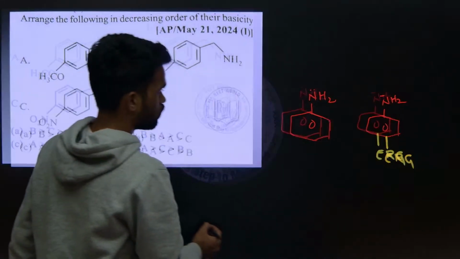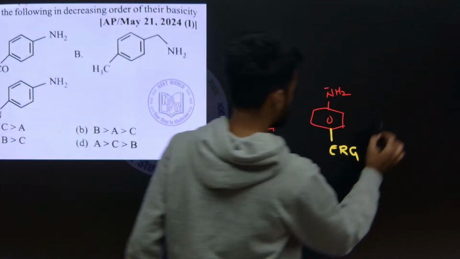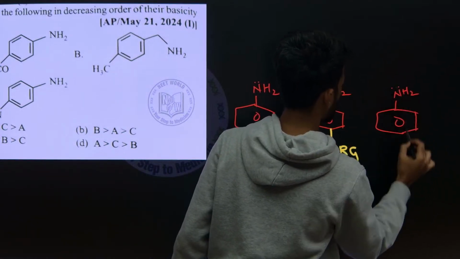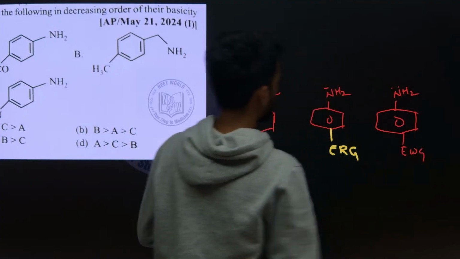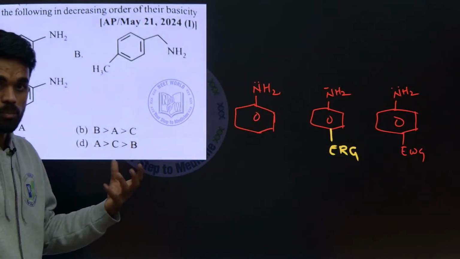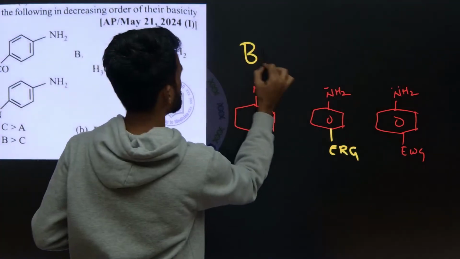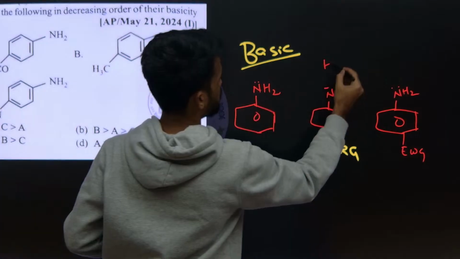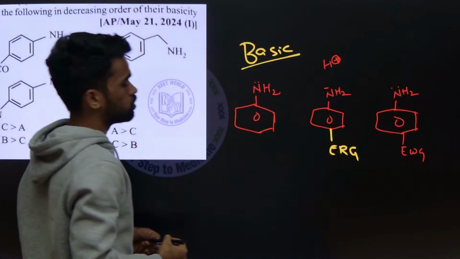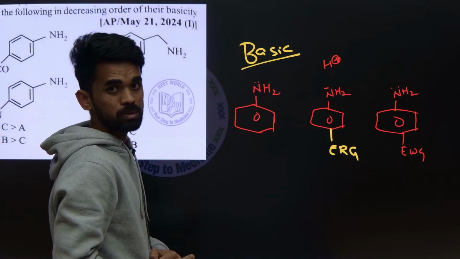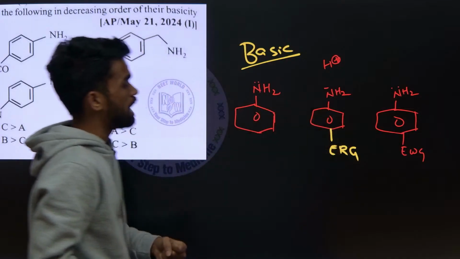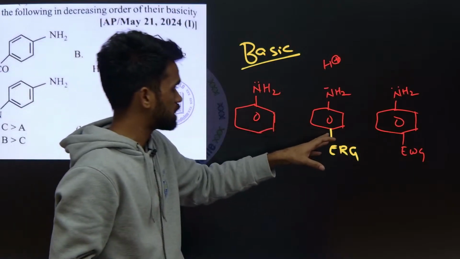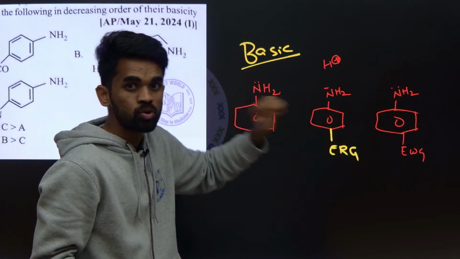Okay, now one more compound I will write, NH2 with an electron withdrawing group. Now tell me which compound has more basic nature. What I am asking is basic nature. So basic nature means what? There will be one H plus ion, and that H plus ion is readily accepted. So which of these will accept this H plus ion more readily? Therefore, if this is accepting H plus ion more readily, I can say this is more basic.